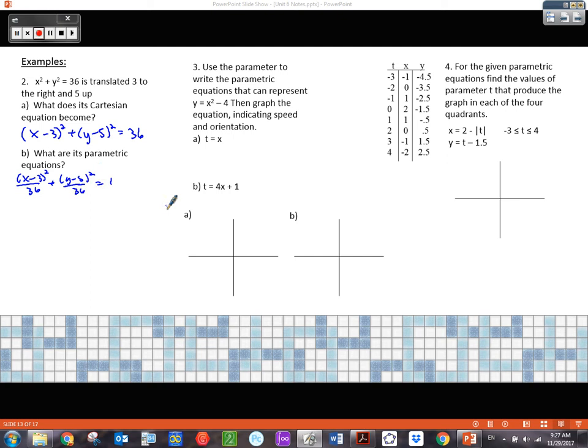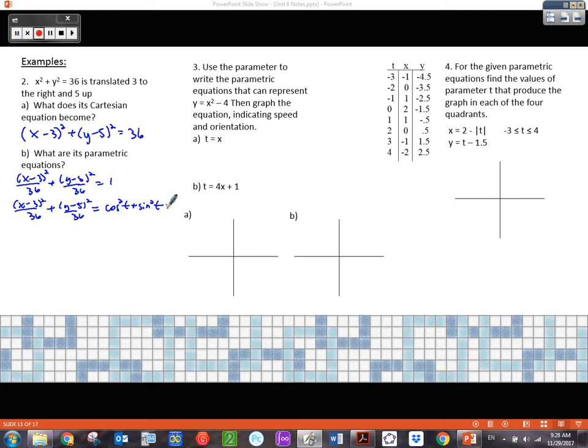Okay, do you remember what we did before that? Before it became a 1, we had sine squared and cosine squared here, didn't we? So let's replace the 1 with sine squared and cosine squared. So I have x minus 3 squared over 36 plus y minus 5 squared over 36 equals cosine squared t plus sine squared t. Now, the step before this is where we added 2 equations together. Remember that? Now I'm going to break them apart.